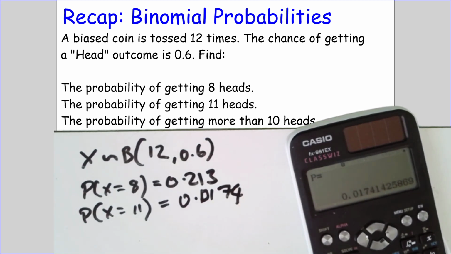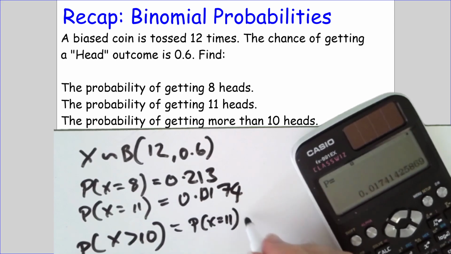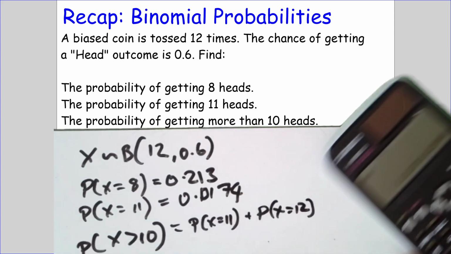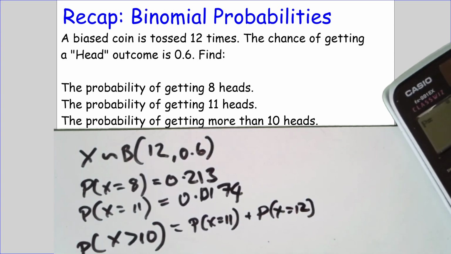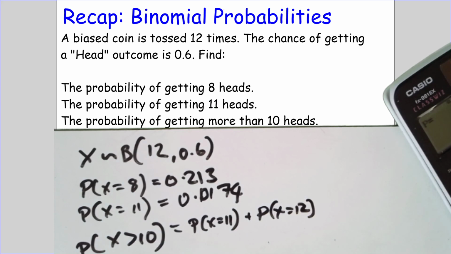Quick reminder on 3 significant figures: here we had to go an extra place because the first digit is a 0. For the last one, more than 10 heads, X is greater than 10. So greater than 10 means probability X equals 11 plus the probability X equals 12. Think for a second why we don't have to go any higher than 12. We're only doing this 12 times in the question, 12 times of coin tossing, so we're going to stop at 12.